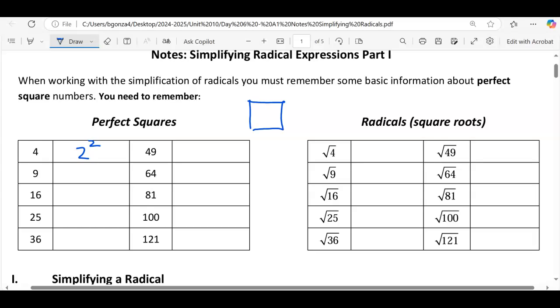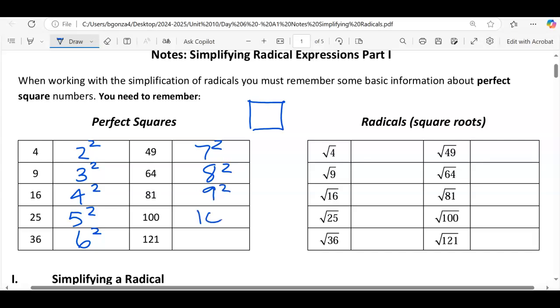And then 9 is what times itself? 3 times 3, 3 squared. 16 is 4 times 4, that's 4 squared. 5 times 5 is 25. 6 times 6 is 36. You see the pattern, hopefully. So let's fill this in.